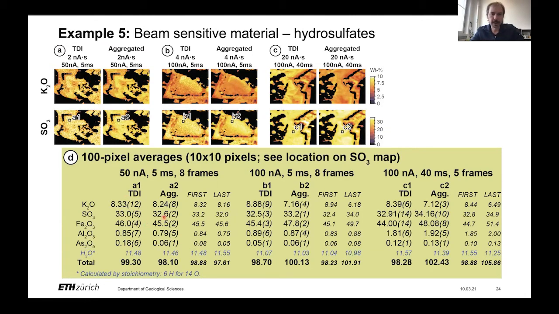But as soon as you start having harsh conditions where we damage the grain, you can see that if you apply the TDI, you have the right, the correct results. But if you look at the aggregated intensity, you suddenly have a huge increase in sulfur content, in iron content, and the potassium is dramatically dropping down. So just be aware of that. The most beautiful maps with the highest currents and the longest counting time might not be suitable for such beam-sensitive material.